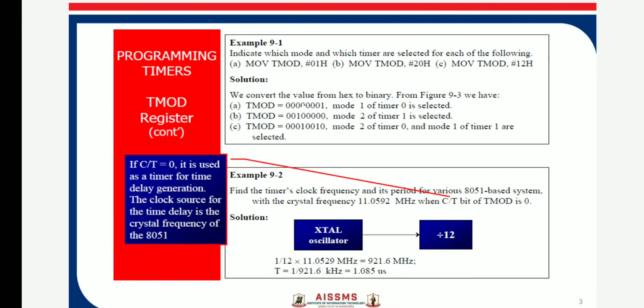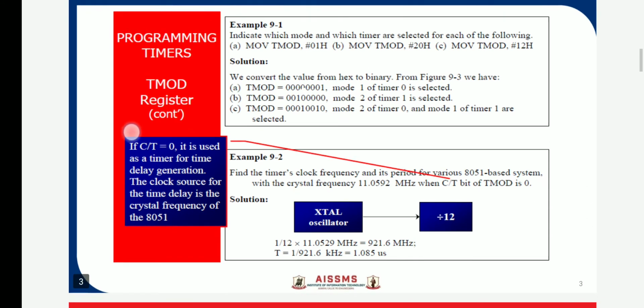While writing a program for a timer, we have to calculate the crystal frequencies and the values that are loaded into the timer or counter registers. Let us take the second example, example 9.2. This example is also taken from the same book. Find the timer's clock frequency and its period for the various 8051 based systems with the crystal frequency given as 11.0592 MHz, when the C/T bit of TMOD is 0.